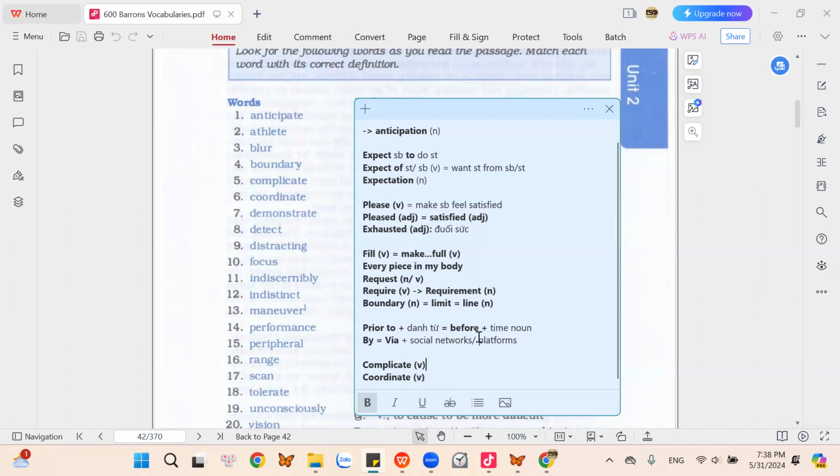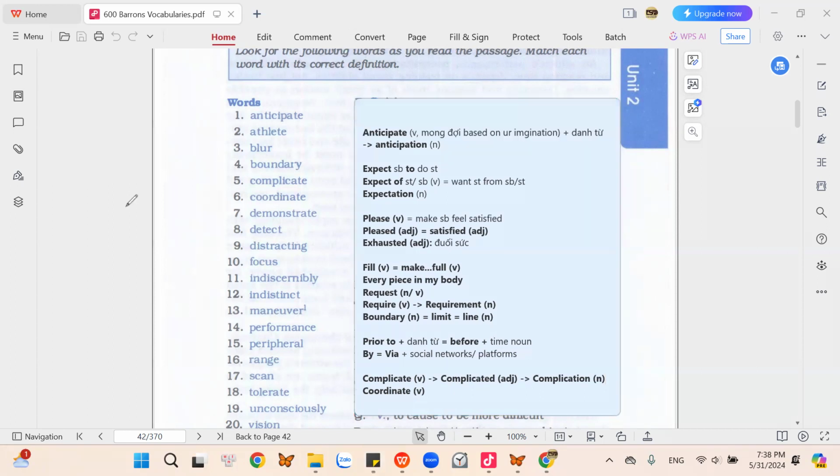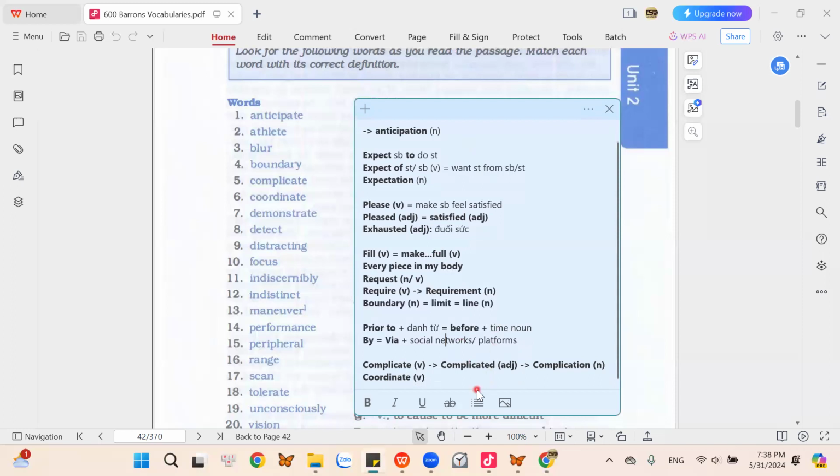When you complicate something, you make something become complicated. Complicate is an action verb, complicated is an adjective in English, and complication is a noun in English. So please be careful of these words. Okay, so here is my situation for these: complicate, complicated, and complication.